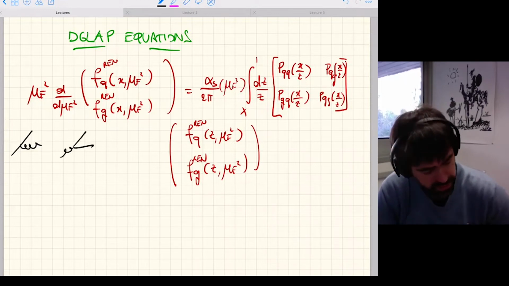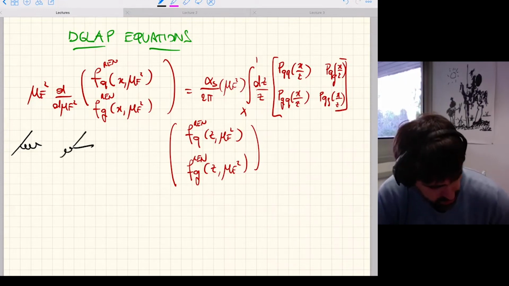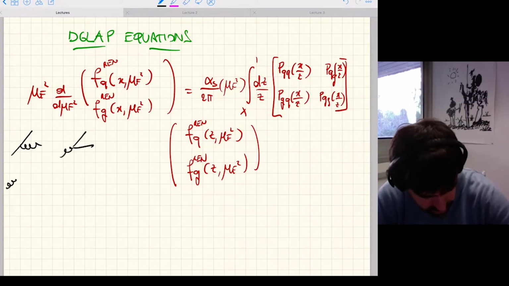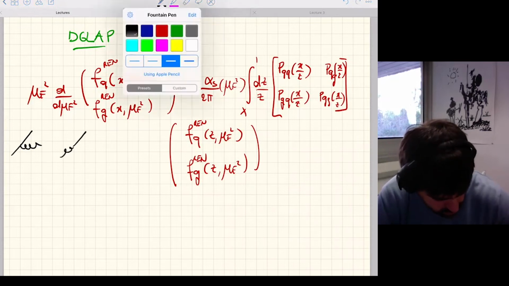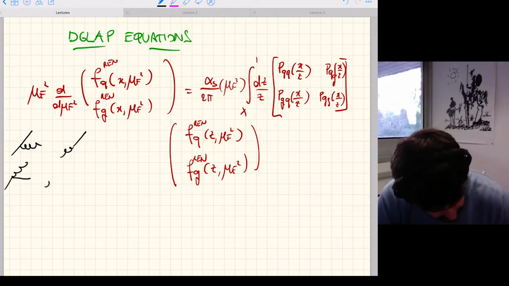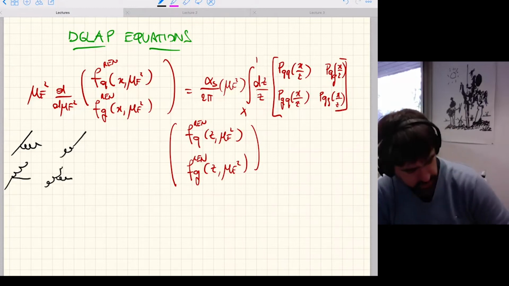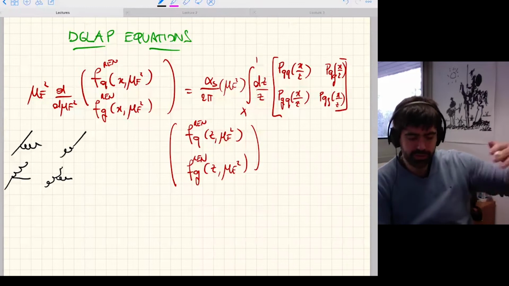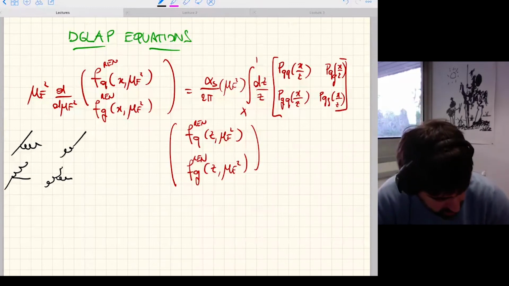These are space-like splittings. And then you have P_qg, and then P_gg. You can write analogous ones for time-like splittings, but here I always have in mind that these are initial state radiation.